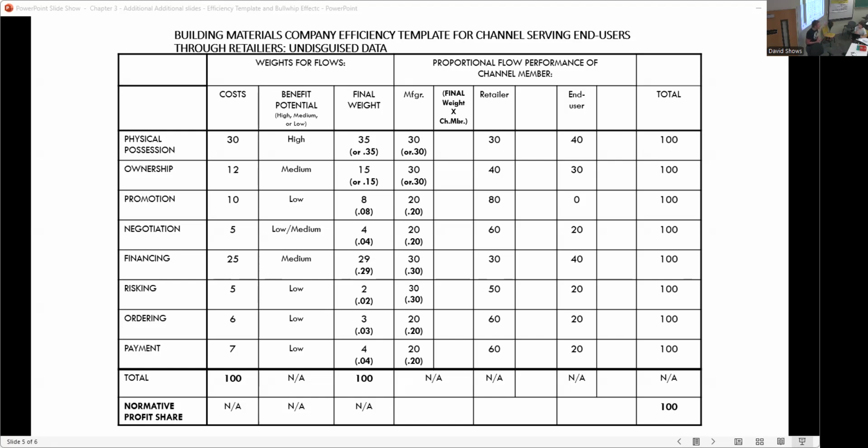You're going to be asked during the test, does this make sense? You can either say yes or you can say no. But what you need to say is that the normative profit share states that the retailer has the substantial amount of performance in the channel system.